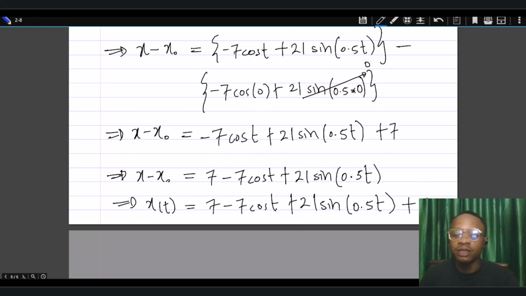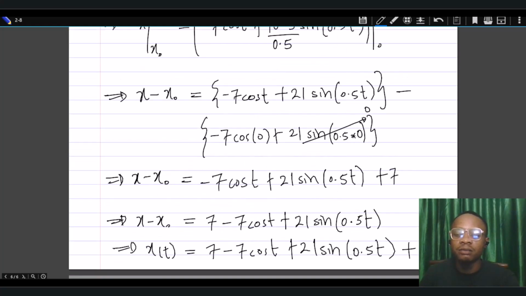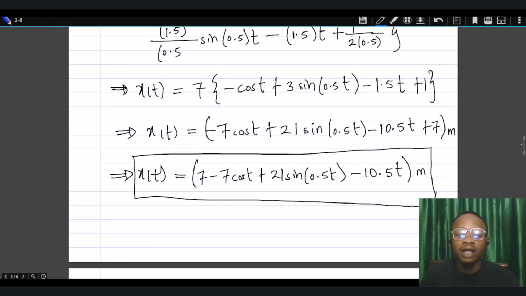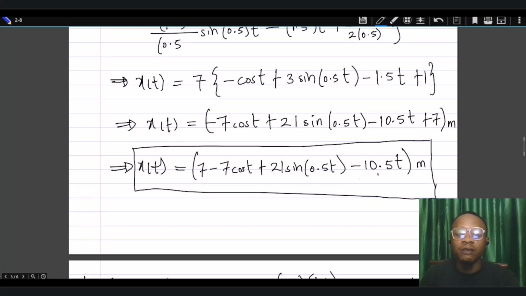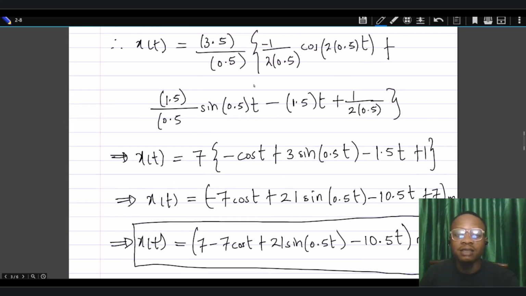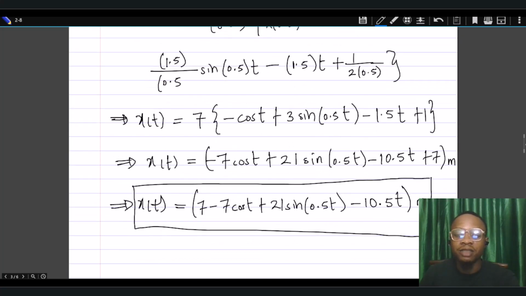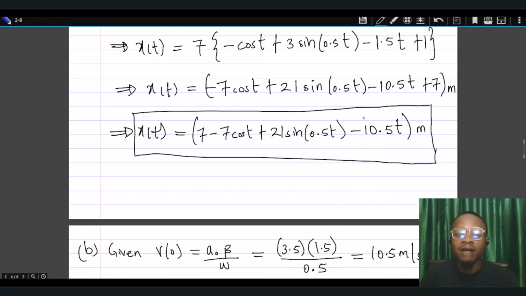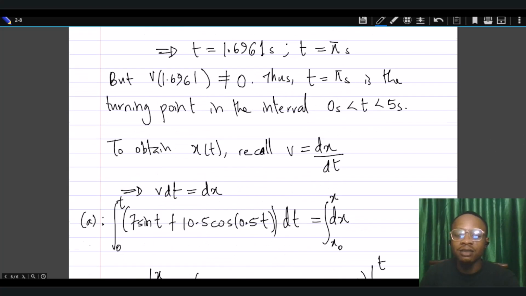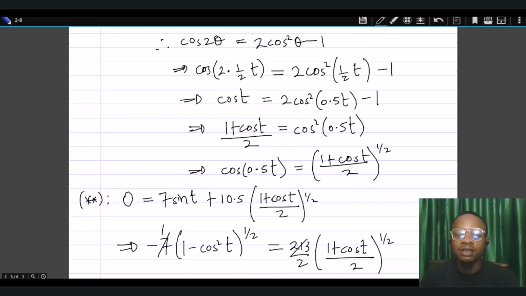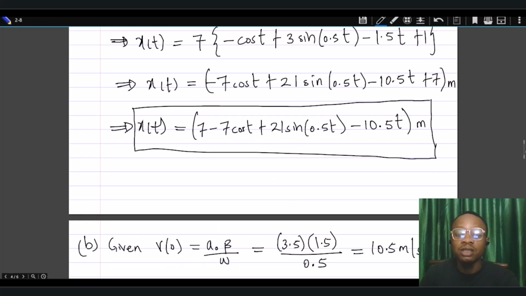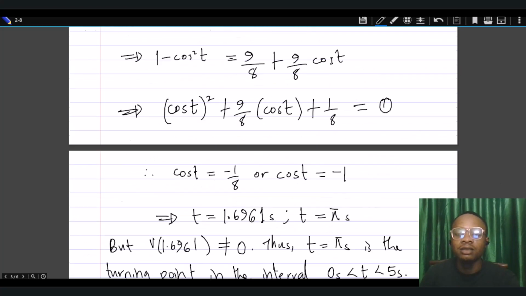So if we compare this with what we had previously, we'll notice some differences there. What we had here was 7 minus 7 cos t plus 21 sine 0.5 t, and here we had minus 10.5 t. That was carried over from the fact that the v here had 10.5, but our new v does not have that. Okay, and here our x naught was 0, so it did not have x naught as well. So the other parts remain the same, 7 minus 7 cos t then plus 21 sine 0.5t. But this part is not present because 10.5 is not present in our new v, and that is that about that.